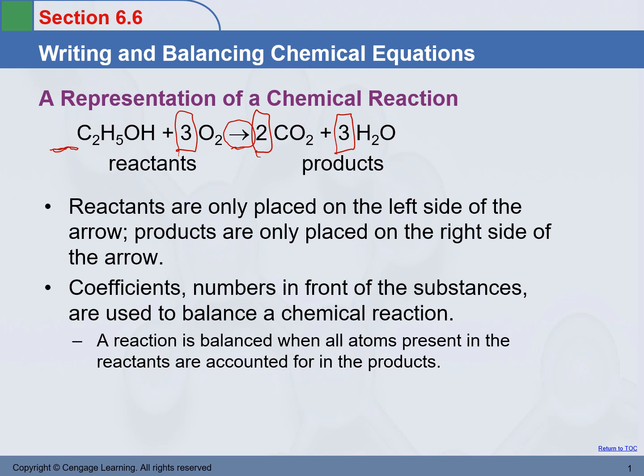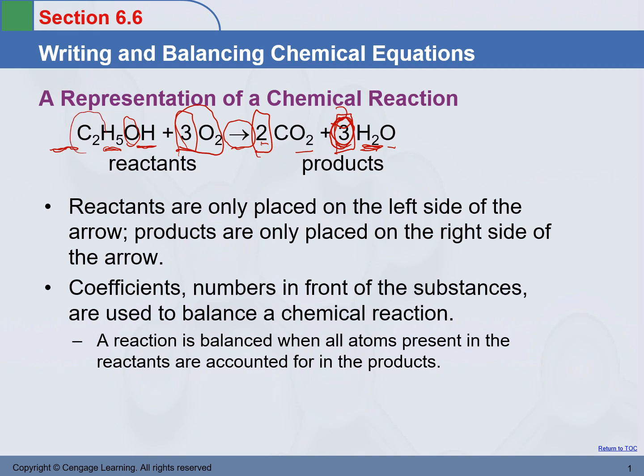For example, in this case, on the left, with all the coefficients filled in, you have 6 hydrogen atoms. On the right, without the coefficient here, you only have 2. You put a 3 here: 3 times 2, 6 hydrogens. Oxygen: there's 1 here, there's 6 here, altogether 7 oxygen atoms on the left. On the right, 2 times 2 is 4, 3 times 1 is 3, 4 plus 3 is 7. Oxygen is accounted for.